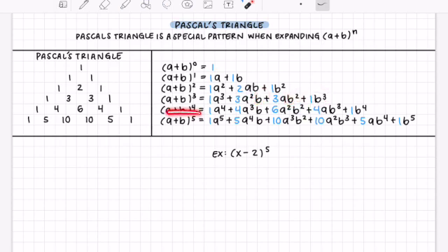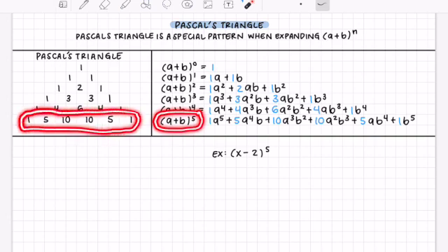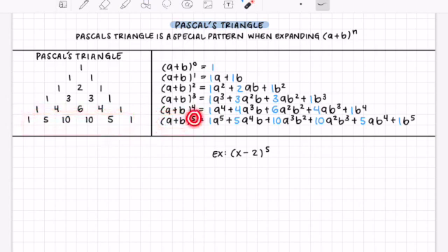So let's say we have (a + b) to the power of 5. My coefficients end up being 1, 5, 10, 10, 5, and 1. And I'm going to start off with a being to the power of 5. And one by one, I'm just going to get smaller and smaller. A to the power of 4, a to the power of 3, then a to the power of 2, a to the power of 1, and then lastly, no a.